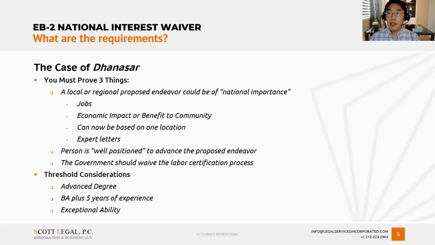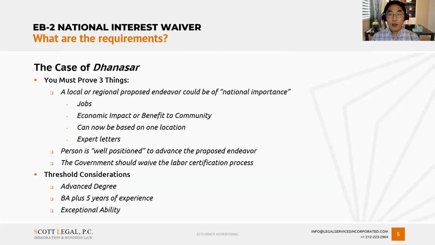So next, EB2 National Interest Waiver. In short, we call it NIW. EB2 has two subcategories. One is the PERM case route for professionals with an advanced degree, and the other one is the national interest waiver. Both of these require meeting the threshold eligibilities.